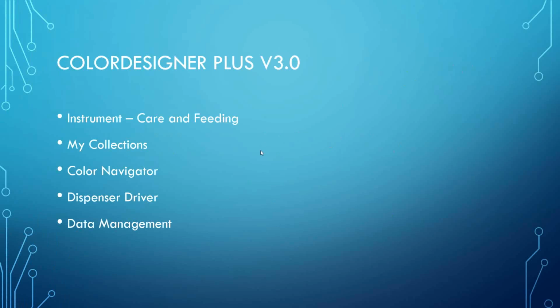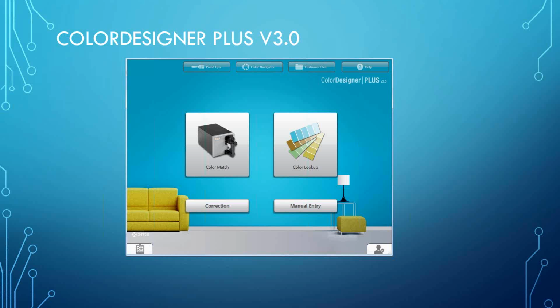What I want to do is walk through some instrumentation. I know it's ColorDesigner PLUS tips and tricks, but certainly the instrument is a very important part of our software. It's one of the main ways we get color into it. So I want to talk about what I call care and feeding for the instrument. Then we're going to go through some of the new features: My Collections in the software, Color Navigator, the dispenser driver, where we'll be able to control the dispenser from our software, and then also data management. There's some great stuff in there, where we can now remove buttons, take out product lines, and that type of thing.